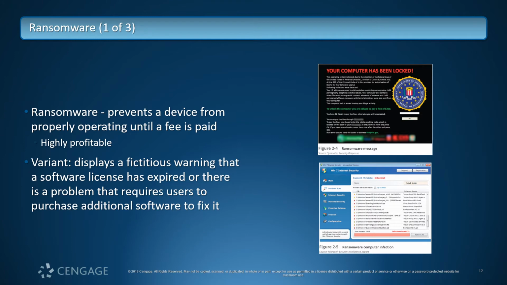Ransomware is going to prevent a device from operating properly until a fee is paid. It is highly profitable. You see stories about companies getting hit for a $1 million Bitcoin ransom or things like that. There's also a variant that is not quite as dangerous, and it just explains that there's some kind of license that has expired, or there's some sort of problem, and it requires that you purchase additional software to fix it, or download another piece of software. I have seen variants of ransomware where the software in question is free, but what it contains is usually a Trojan or a rootkit or something similar.